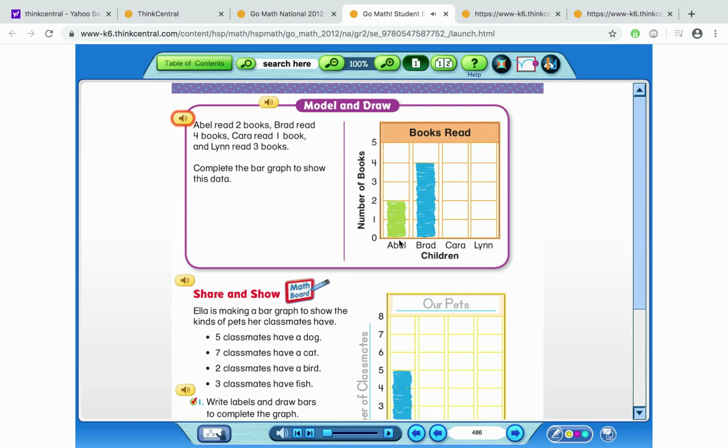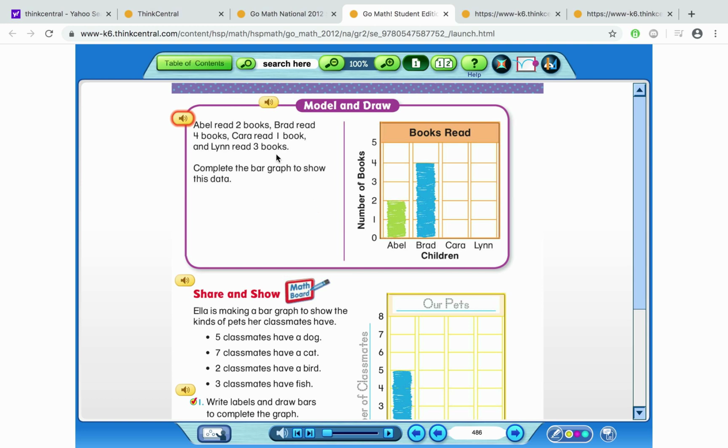All right, you can see here that Abel and Brad are done for you, but the purple box today usually does it for you, but you need to finish this bar graph. So taking a look, Kara, we don't know. We got to go back in here, and that's some important information. Kara read 1 book, so you're going to fill in 1 box, and you can shade with a pencil, or if you have a crayon, you probably don't want to use a marker just because it'll go through everywhere.